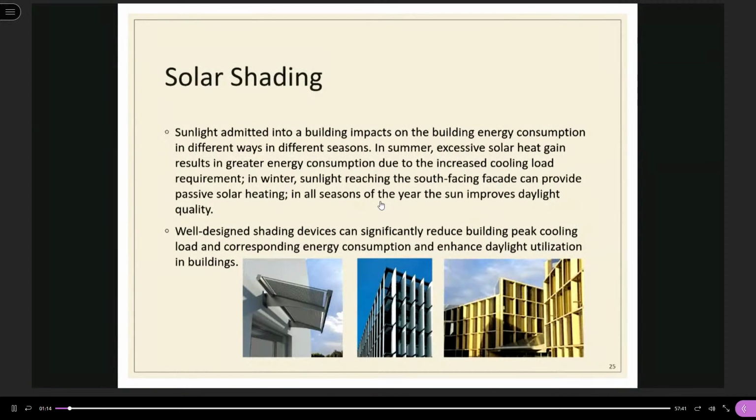Well-designed shading devices can significantly reduce building peak cooling load and corresponding energy consumption, and enhance daylight utilization in buildings. So solar shading is used to block the unwanted sunlight so that the peak cooling load can be reduced and the energy consumption in the air conditioning system can also be reduced.